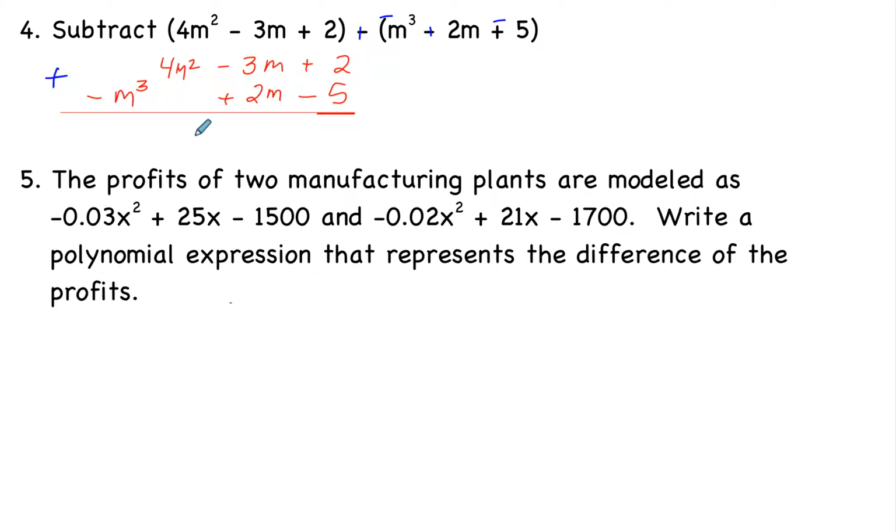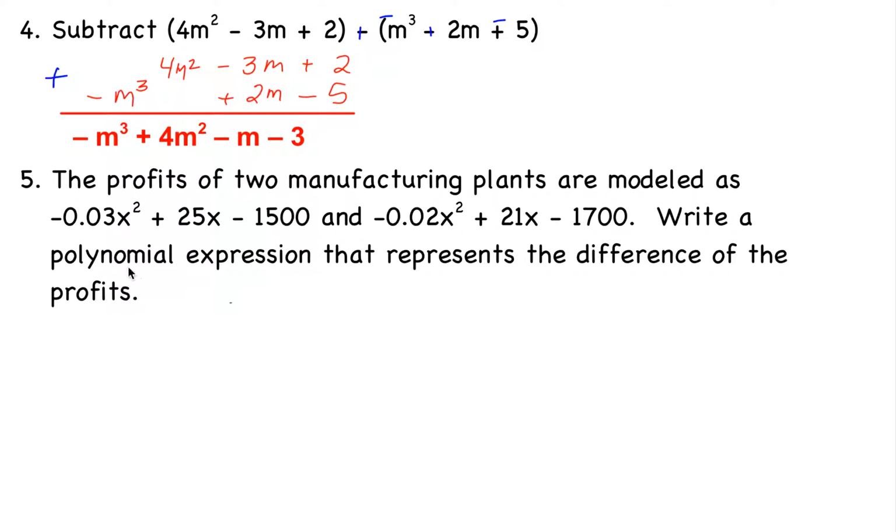So here we go. If I take minus m cubed, it doesn't have anything to combine with. So I get a minus 1m cubed plus 4m squared minus m and minus 3. So that's what I get when I subtract.